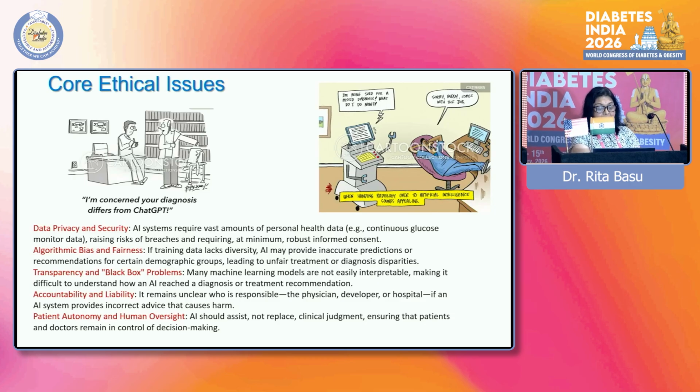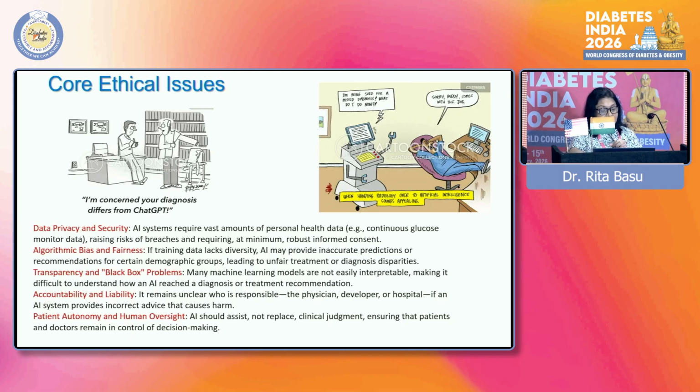Data privacy and security. AI systems require vast amounts of personal health and continuous glucose monitoring data, raising the risk of breaches, and they require robust informed consent. You should not be doing this without asking your patient, yes, I'm putting all your data together and uploading it into the cloud, and it is being used by multiple people.